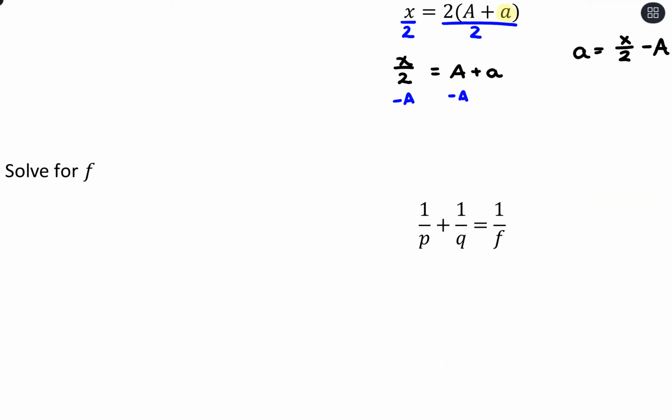All right, we have 1 over p plus 1 over q equals 1 over f, and we want to solve for f.